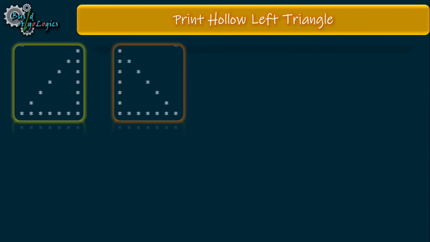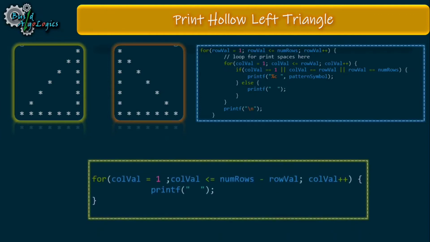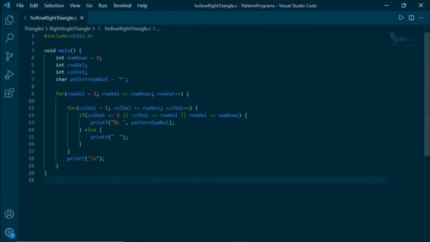Here this pattern is also similar to this hollow pattern. We are just adding some white spaces in front of this pattern. So just add this for loop in front of this hollow triangle pattern to get our intended output. Let's see.